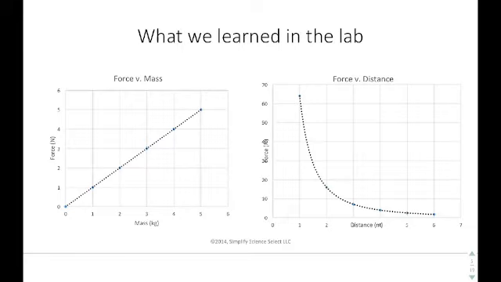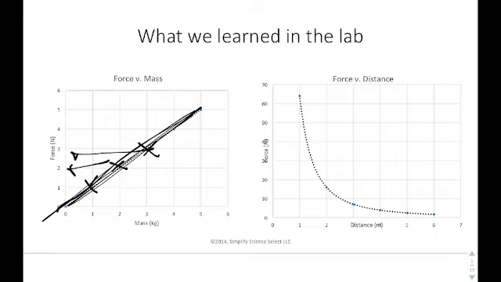We also learned that there's a relationship between force and mass and force and distance. As you increase the mass, the gravitational force between two objects increases at a proportional rate. So if you double the mass, you double the force. You can see that with this linear graph right here. The linear graph indicates that if 1 was my mass to begin with and I double it, my force doubles as well. If 1 was my mass and I triple it, now my force is tripled as well.